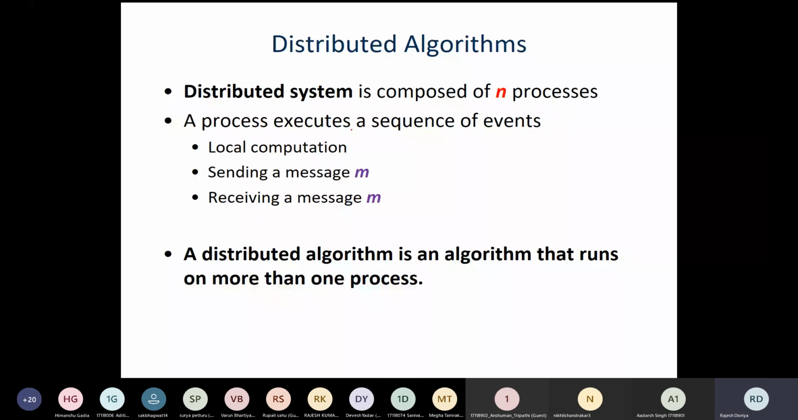But before moving further, again we need to constitute a model. Let's say our distributed system is composed of n processes, right? We also assume that a process executes a sequence of events and has local computation. So it may send a message M, and it may also receive a message M. And how do we define a distributed algorithm? We can say a distributed algorithm is an algorithm that runs on more than one process, right? This is how, in an abstract way, we can define a distributed algorithm.